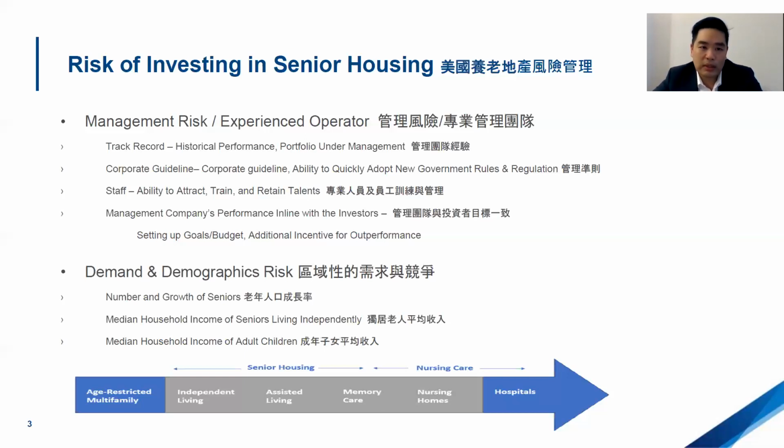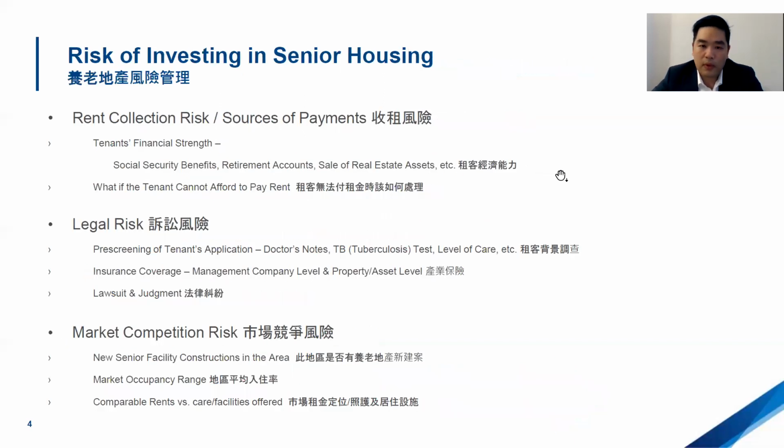The second risk is demand and demographics. So we definitely need to look at the growth in the number of seniors in the immediate area, the median household income for the adult children, as well as the median household income for the seniors, as they're going to be paying the rent.